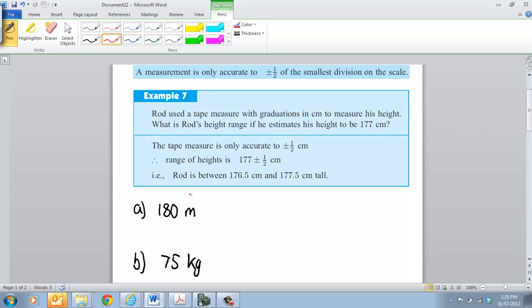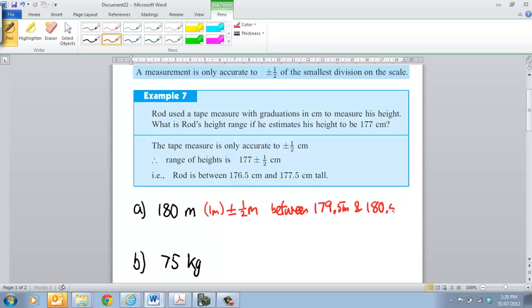So when we start looking at this example here, which is we've got 180 metres, our smallest division here is in fact 1 metre. So therefore our measurement's going to be plus or minus a half a metre. So then we know that this particular measurement has to be between 180 take a half a metre, which will be 179.5 metres, and 180 plus a half, which will be 180.5 metres. Alright, so that's an example using a distance.